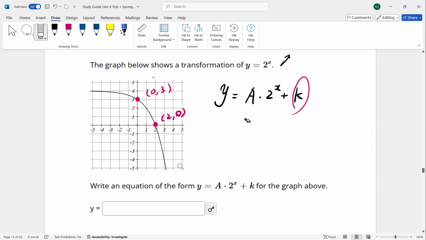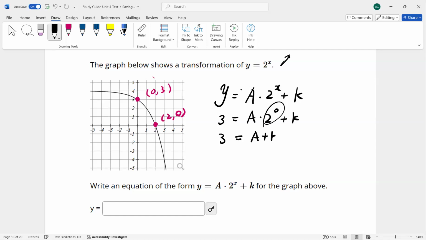Let's plug in the first pair of points. When x equals 0, y equals 3. So when x equals 0, there's a 0 in the exponent of 2, and plus k. And simplify, we have 3 equals a plus k, since 2 to the power of 0 is 1, right? Okay, let me highlight that as equation 1.